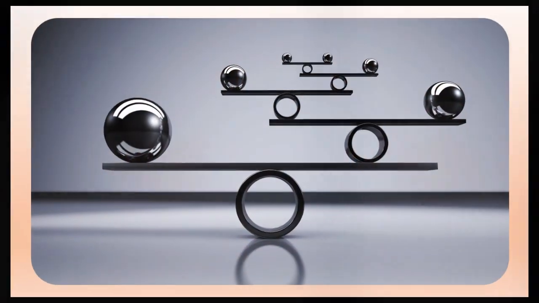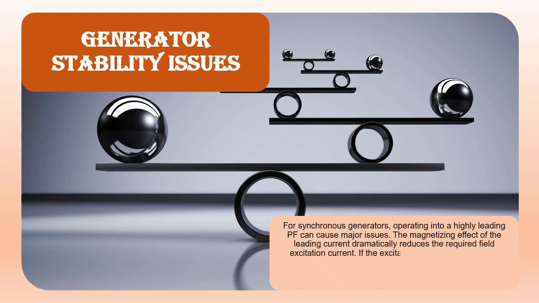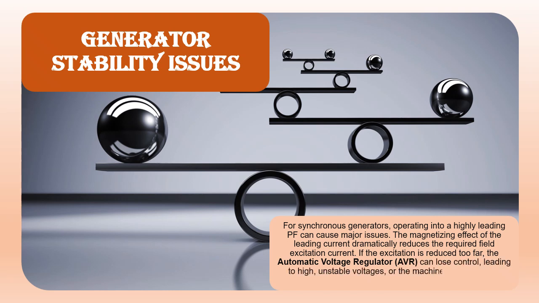Generator stability issues. For synchronous generators, operating into a highly leading PF can cause major issues. The magnetizing effect of the leading current dramatically reduces the required field excitation current. If the excitation is reduced too far, the automatic voltage regulator, AVR, can lose control, leading to high, unstable voltages, or the machine can slip poles, causing severe damage.